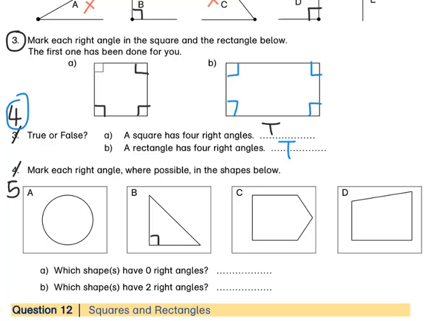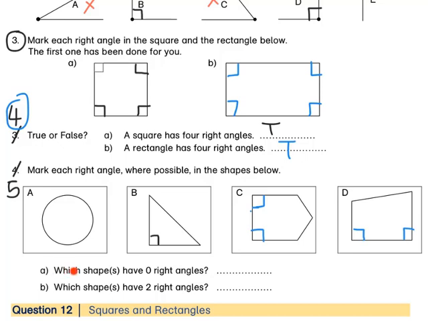Let's continue. For A, which shapes have 0 right angles? Before we answer this, I'm just going to mark the right angles in C and D, and you can check your work. That's a right angle, and that's a right angle. These are not right angles, and for D, that's not a right angle, that's not a right angle, but the 2 at the bottom are. That's a perfect square corner or a right angle, and that too.